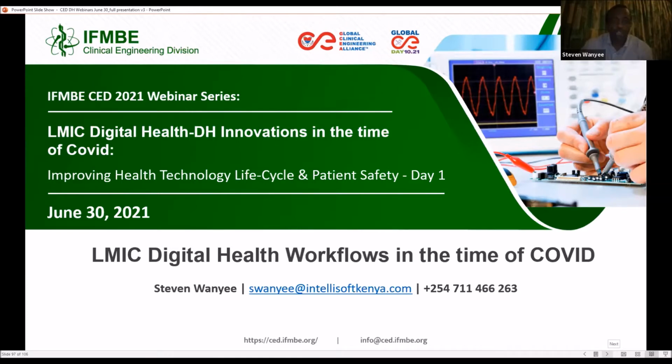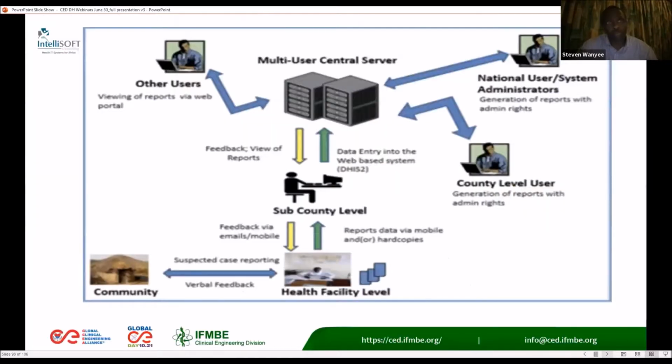And today I'm going to share about, it's sort of a broad topic, digital health workflows in the time of COVID. I'm going to make specific reference a lot of times to my country, Kenya, where I'm calling from, but my references are also applicable to many countries in Africa, especially sub-Saharan Africa.